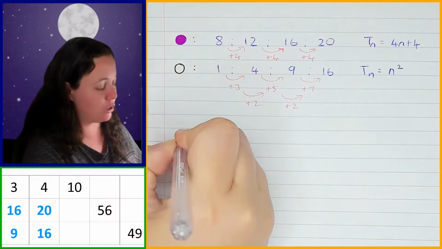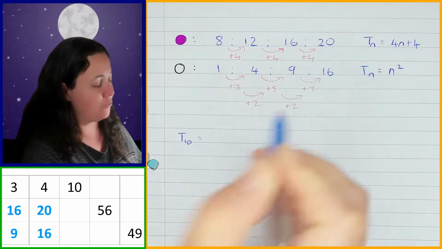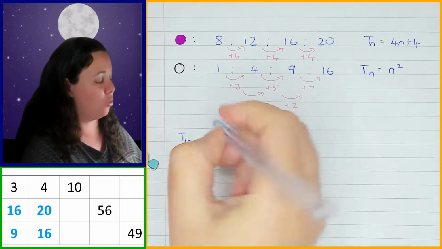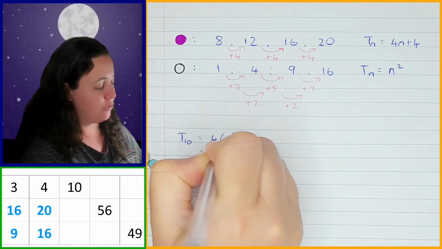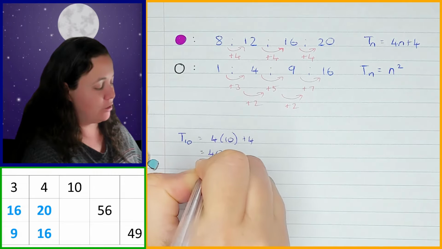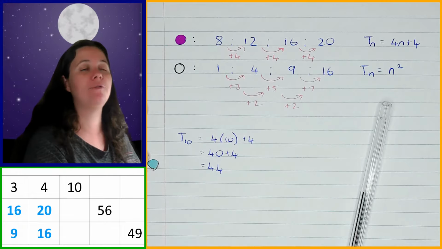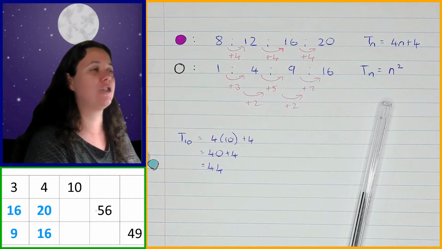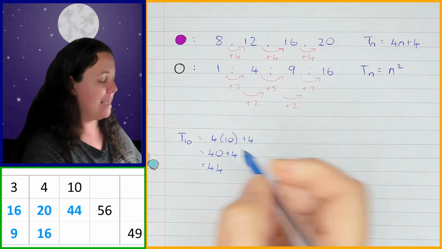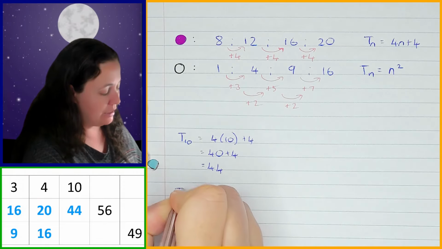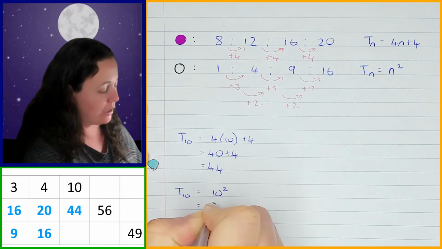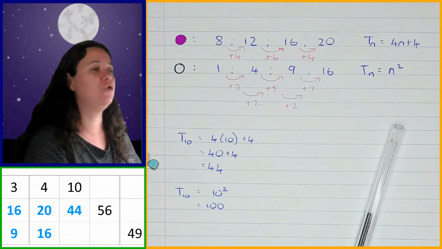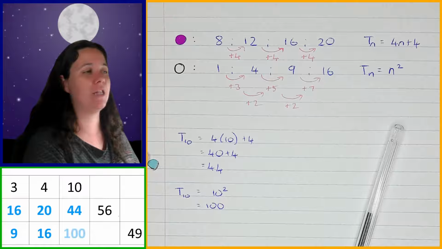Okay, so for the 10th structure, T10, for the purple dots, we're going to have 4 times 10 plus 4. So that's 40 plus 4, which is 44. So there should be 44 purple dots in our 10th structure. And then the number of white dots, T10 is equal to 10 squared, which is 100. So you'll have 100 white dots in your 10th structure.